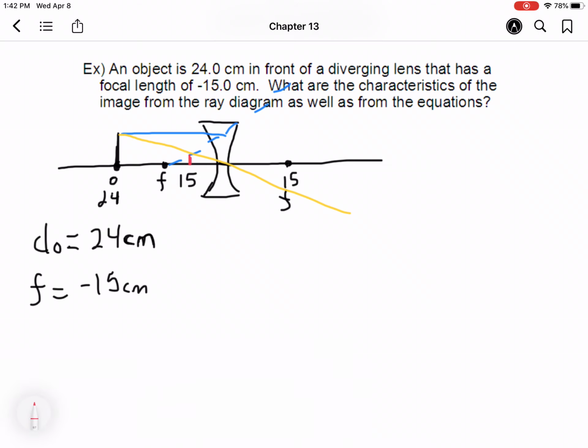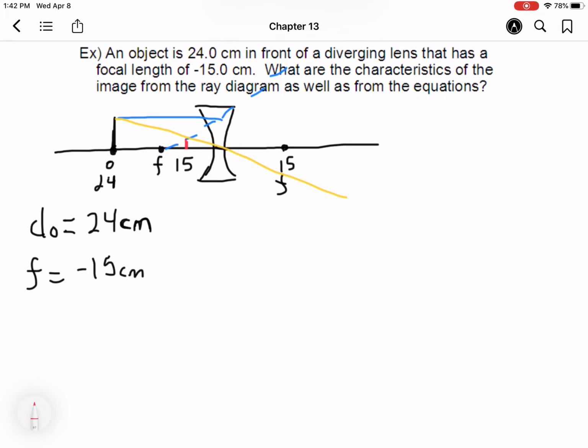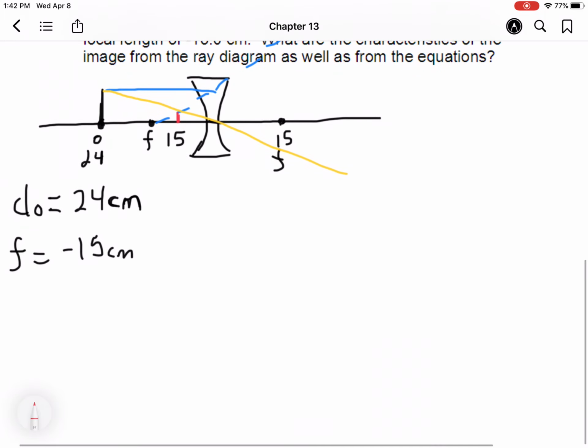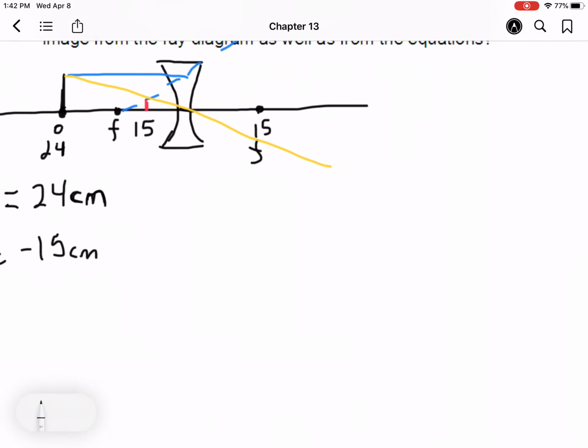Okay, that's our image. And so what we should have is an image that is closer, smaller, and upright. Now, it didn't give us the height, but we can assume that it's going to be smaller because it's closer, right? And so what we'll do is double check that with our equations here.